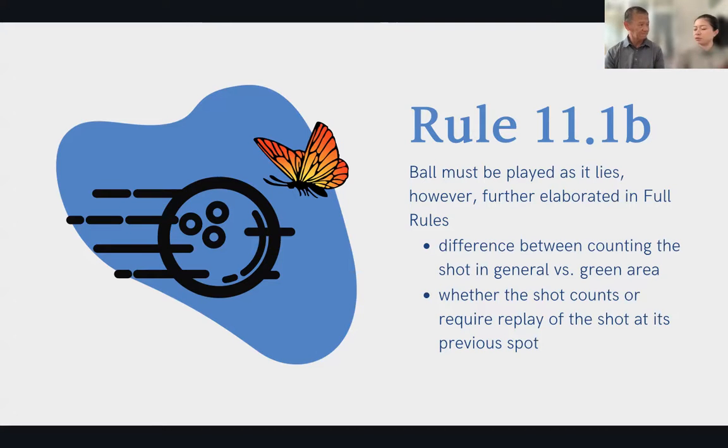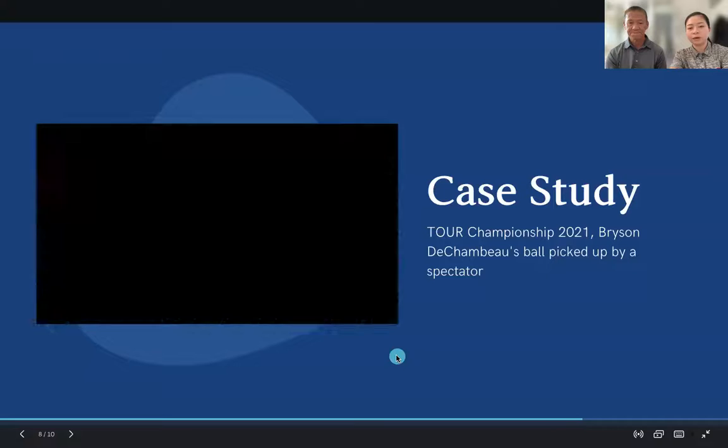Because in the previous rule, in the previous edition, you cannot repair spike marks. Spike marks, no. Yeah. But now you can do that. Okay, yes. Great. So let's move on to our last case study.